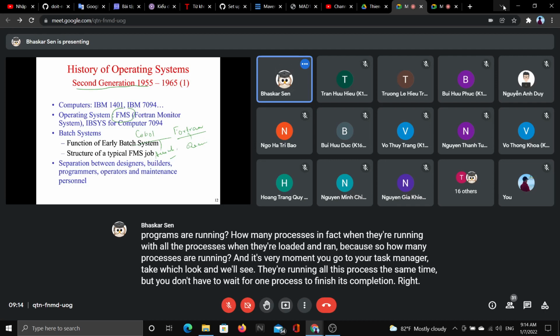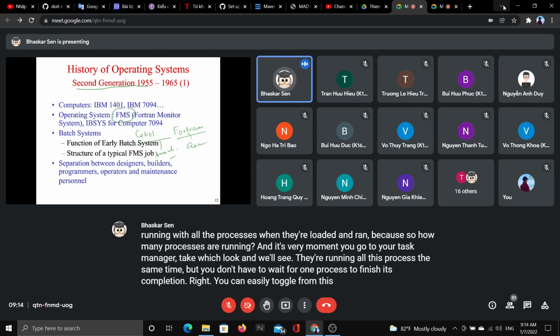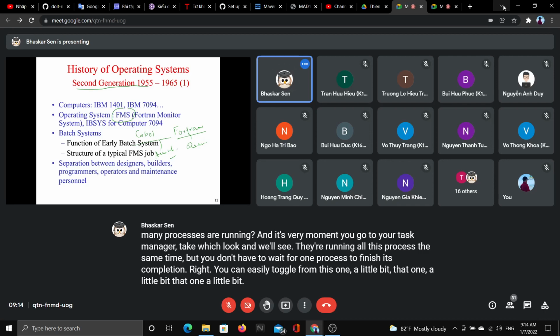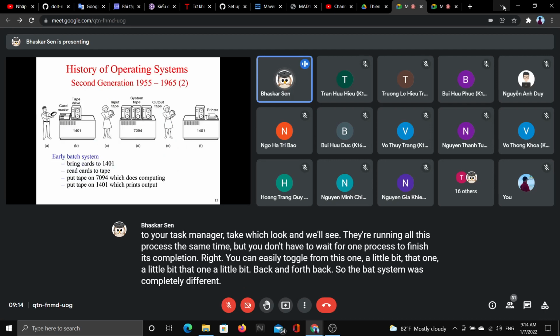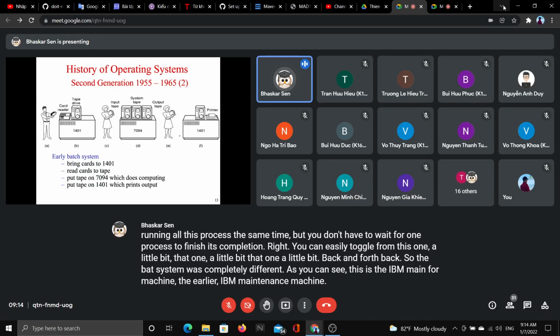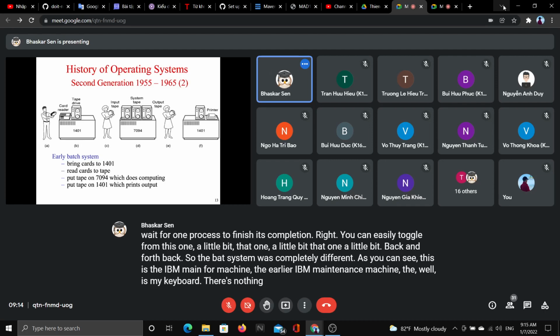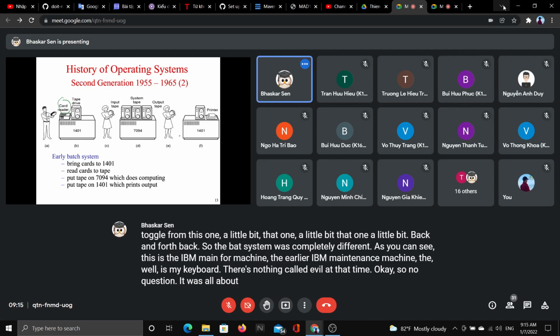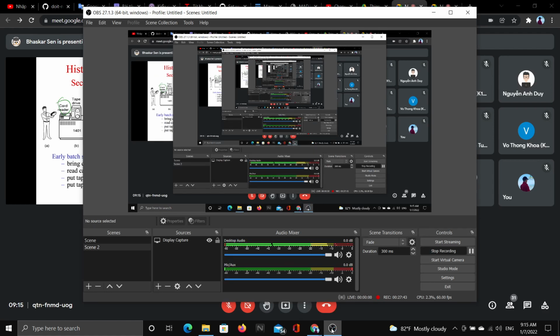You can easily toggle from this one a little bit, that one a little bit, back and forth, back and forth. So the batch system was completely different. As you can see, this is the earlier IBM mainframe machine. So where is my keyboard? There's nothing called keyboard at that time. So no question, it was all about cards. And you get the output in a tape. And you put the tape there, and it gets printed out.